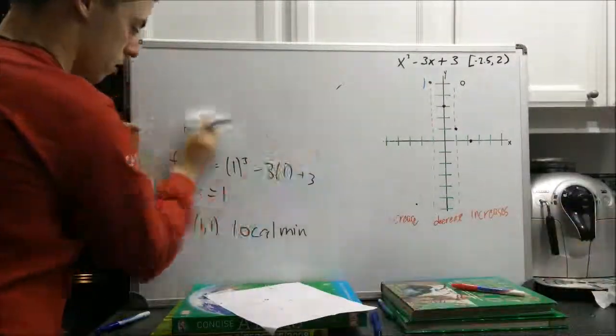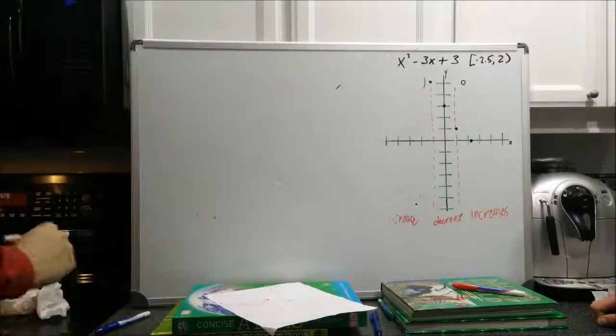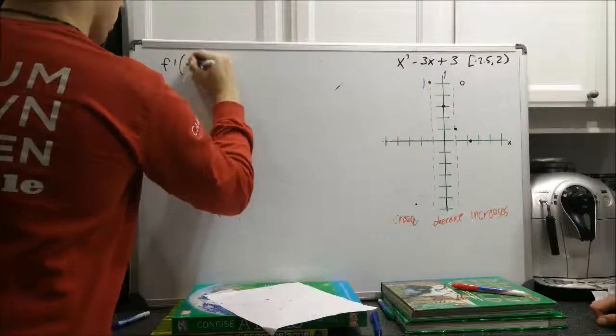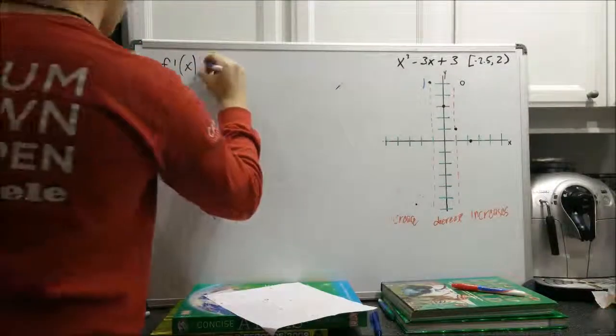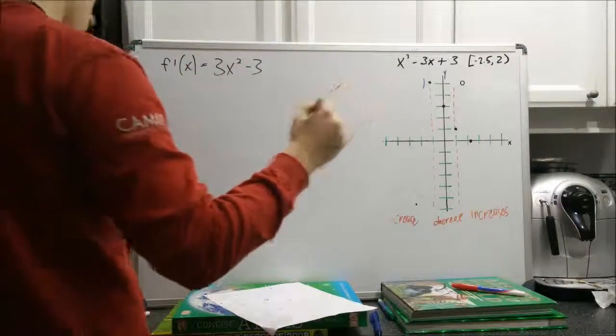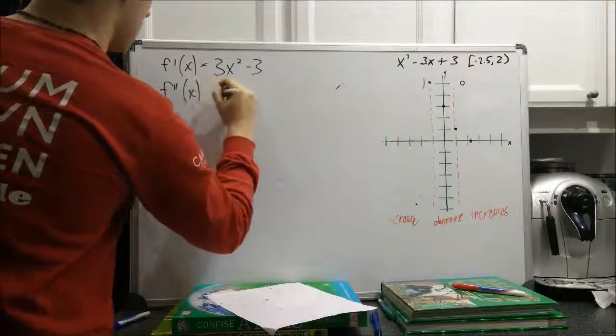Next we're going to figure out where our concavity is. So this is going to be using our second derivative test. Our first derivative is f prime of x equals 3x squared minus 3. With some simple differentiation, we can find that derivative.